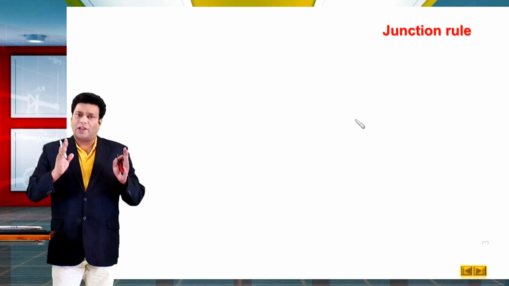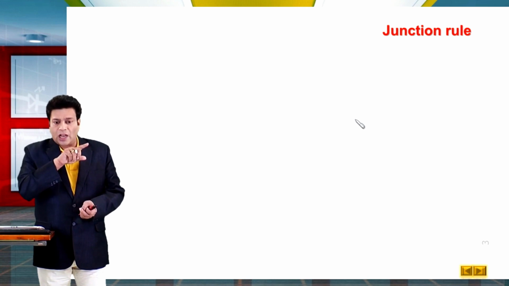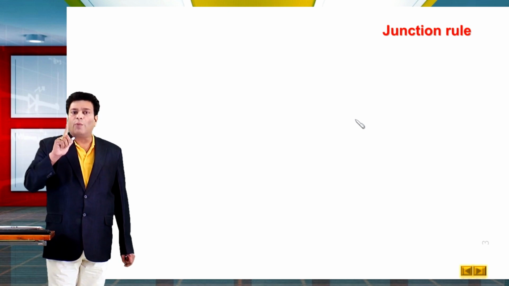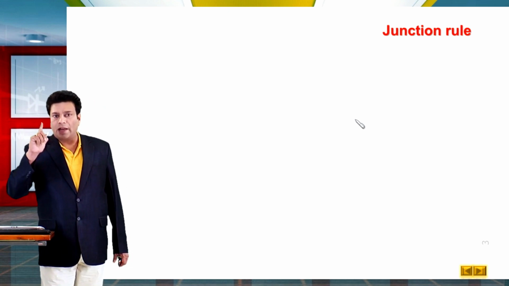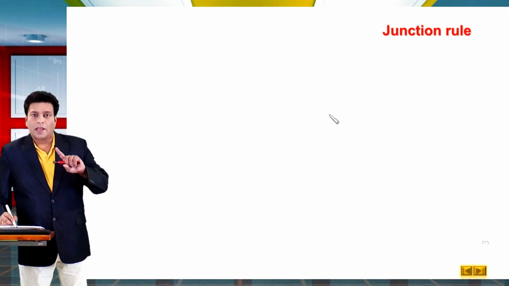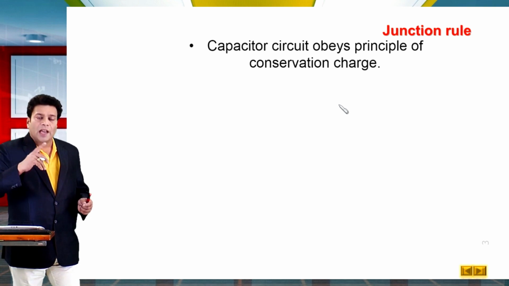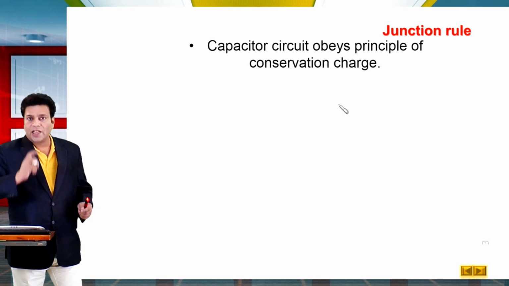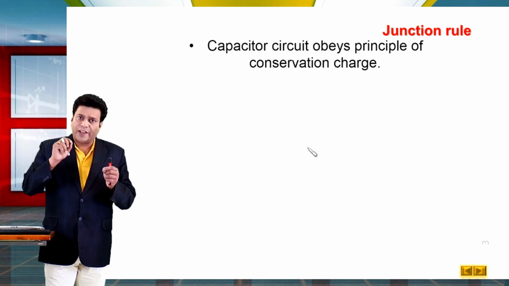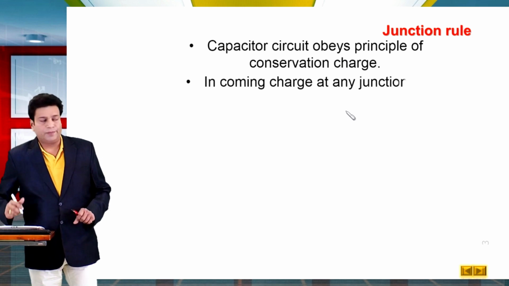But in a capacitor, we can observe there is a gap between the plates of the capacitor. So, we can say charge does not flow across the plates. But one thing is common in resistance, battery and capacitor, that is, the charge is always conserved. So, we can say a capacitor circuit always obeys the principle of conservation of charge. It is the same as the conservation of current for the resistance part. In any junction, incoming charge should be equal to the outgoing charge from that junction.